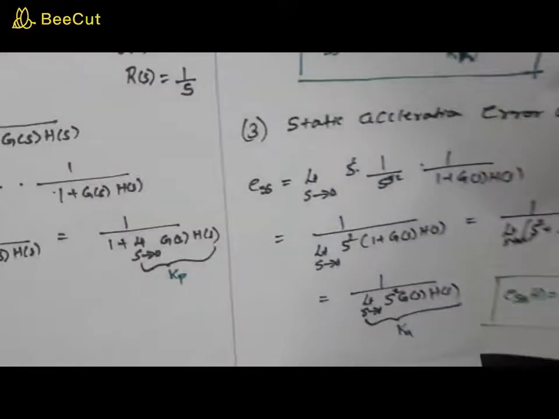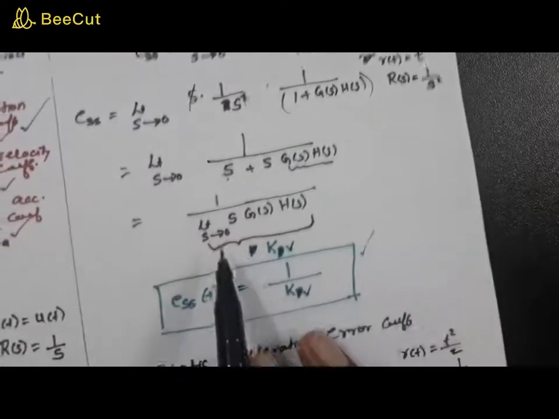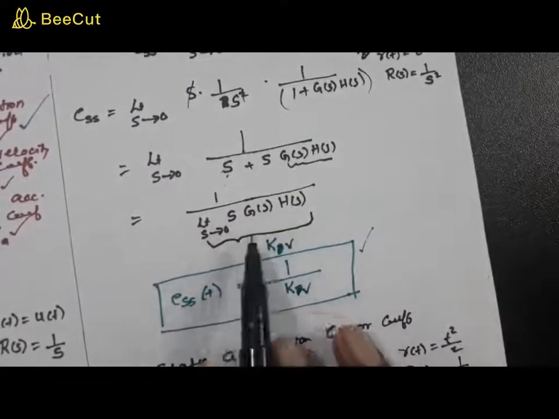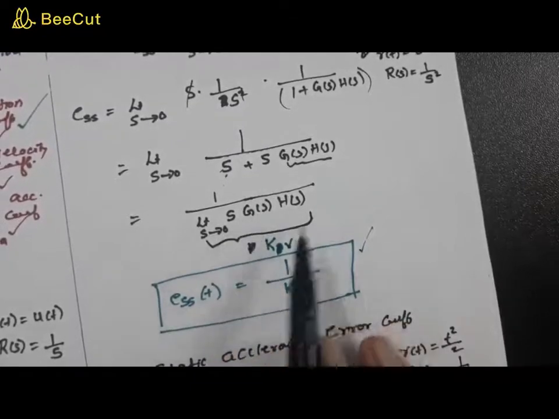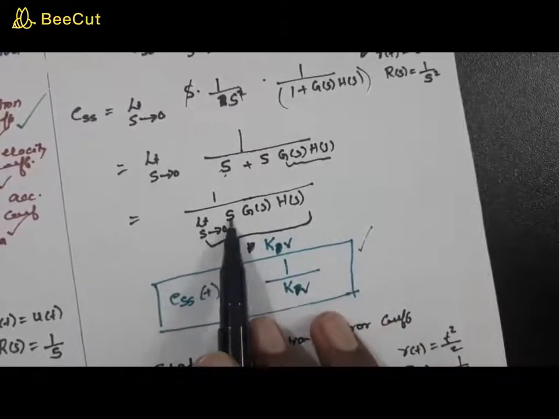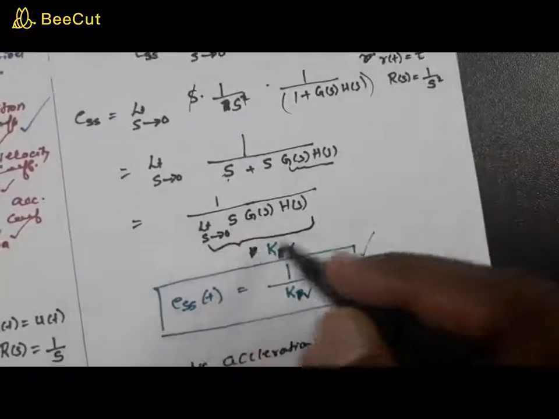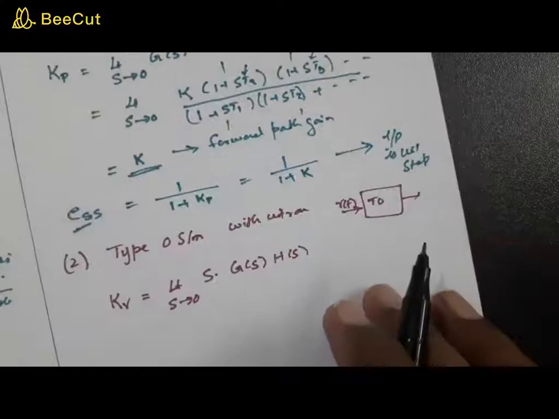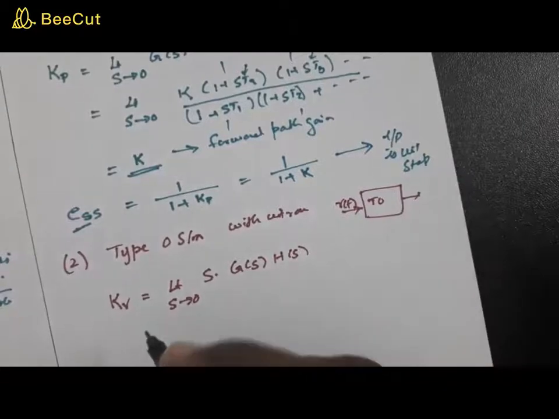So we have studied that. So look at this. This is how we defined kv, right? Kv is equal to limit s tends to 0 of s into G(s)H(s). This is actually 1 by kv. So kv is this thing. Now I'm rewriting that again: limit s tends to 0 of s into G(s)H(s).